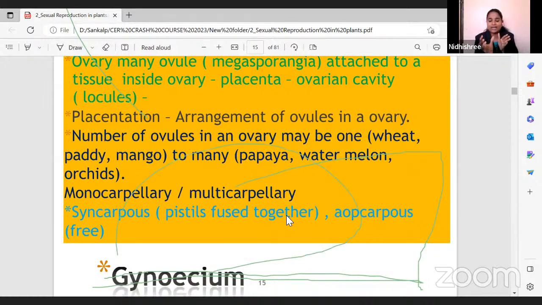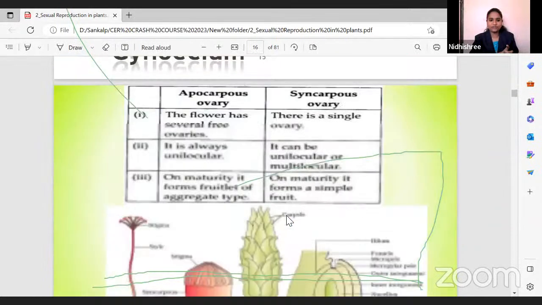ಕಾರ್ಪಸ್ ಮೀನ್ಸ್ ವಾಟ್? ಕಾರ್ಪೆಲ್. ಕಾರ್ಪೆಲ್ ಅಂದ್ರೆ ಏನು? ಇಟ್ ಇಸ್ ನಥಿಂಗ್ ಬಟ್ ಅ ಪಿಸ್ಟಿಲ್, ಫಿಮೇಲ್ ರಿಪ್ರೊಡಕ್ಟಿವ್ ಪಾರ್ಟ್. ಸಿಂಕ್ ಕಾರ್ಪಸ್, ಫ್ಯೂಸ್ಡ್ ಪಿಸ್ಟಿಲ್. ಅಪೋ, APO ಆಗ್ಬೇಕದು. ಅಪೋ ಕಾರ್ಪಸ್, ಫ್ರೀ. ಅಪೋ ಮೀನ್ಸ್ ವಾಟ್? ಫ್ರೀ ಕಾರ್ಪಸ್. So this is regarding the gynoecium.